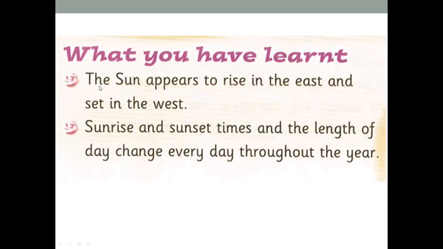Okay, done. What have you learned in this lesson? We learned about sunrise and sunset and the differences between the months, whether the daytime gets bigger or smaller as the sunrise time increases or decreases. The sun appears to rise in the east and set in the west. Sunrise and sunset times and the length of the day change every day throughout the year. Obviously, the same process happens every year.